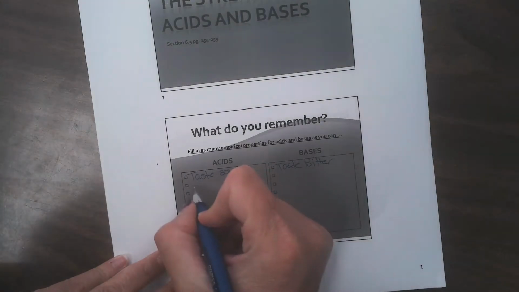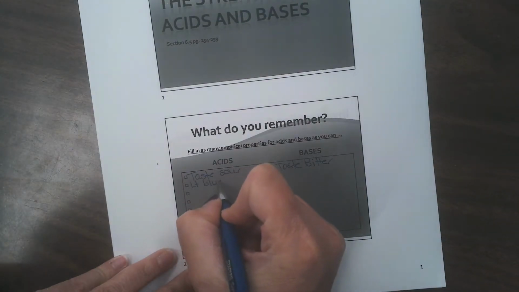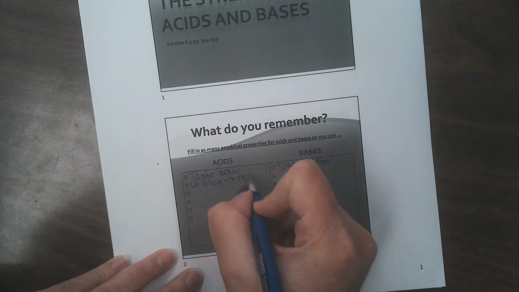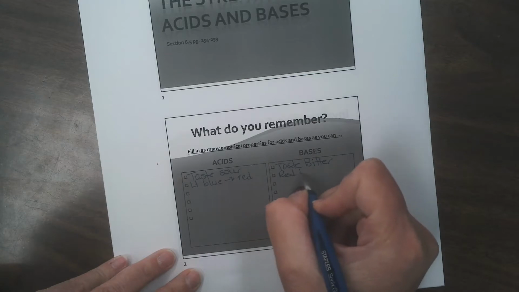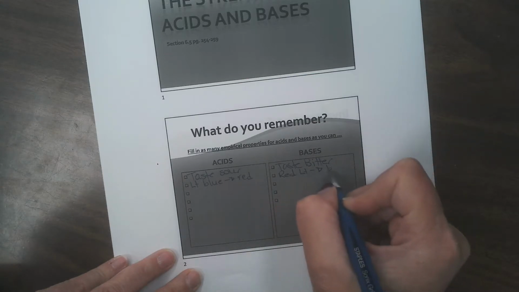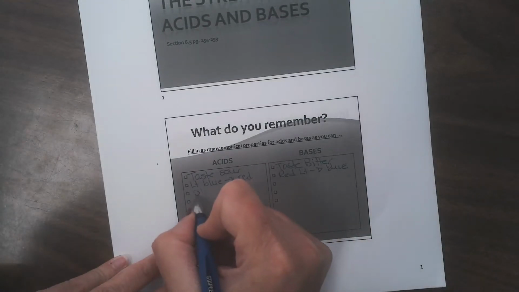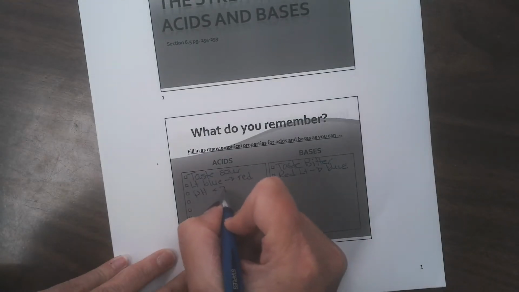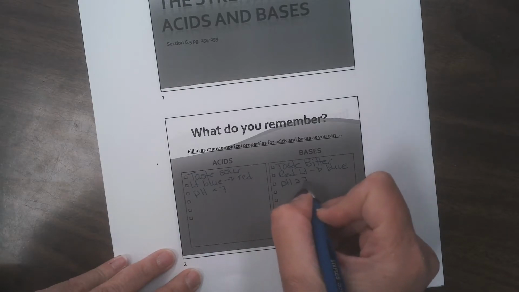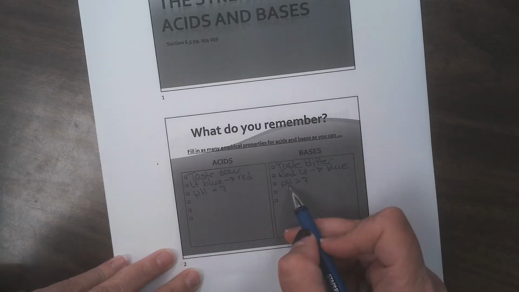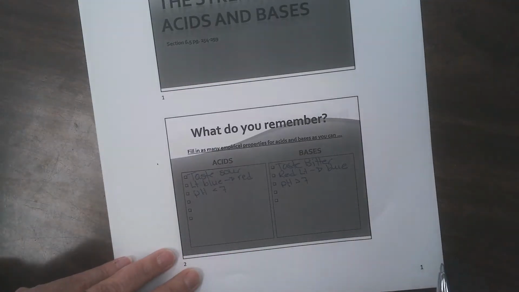You might remember that blue litmus paper will turn red, and red litmus paper will turn blue. You know that acids have a pH of less than 7, whereas bases have a pH greater than 7. Remember, we're talking about the pH scale. I apologize that you can't see this very well.